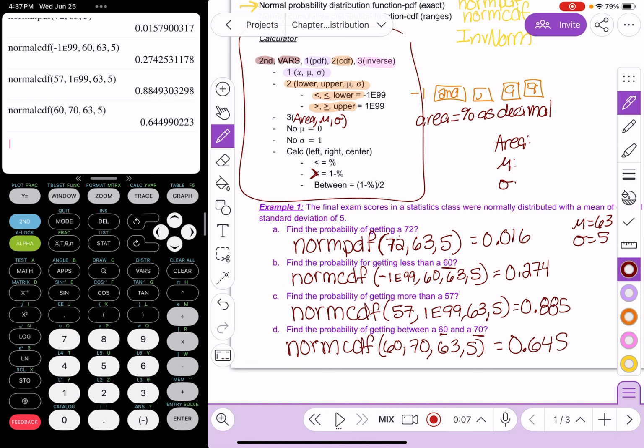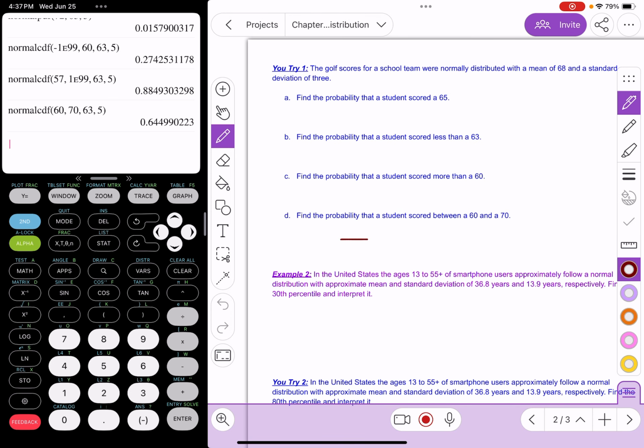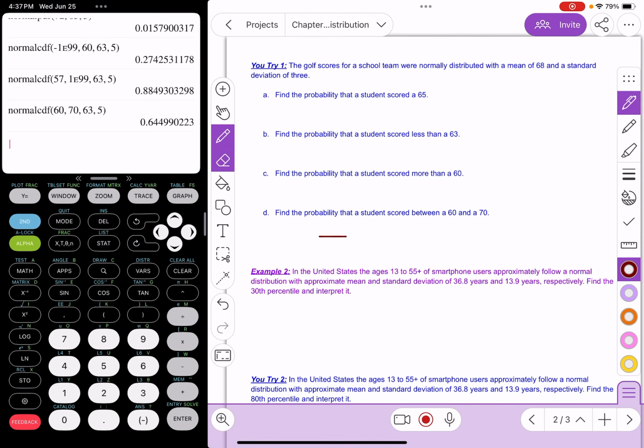So P is your exact, C is any of your less than and greater than. Unlike the binom, you use the same button every time. You don't have to go back to your references and go, oh, do I do the 1 minus? Do I change? You don't have to do any subtracting. The only thing you change is whether you use the positive 1E or the negative 1E. But all the other things are the same. So why don't you pause the video and do the you try 1.